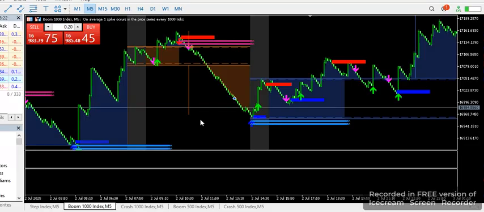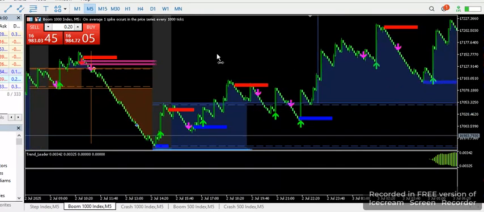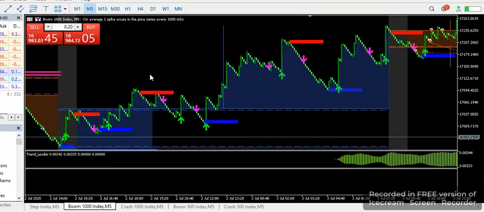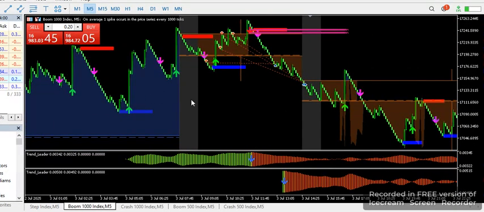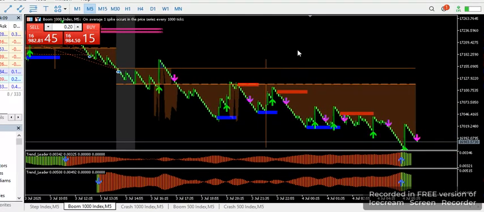This is Boom 1000, and the same principle works on all Boom and Crash. So this is Boom 1000 on the 5-minute time frame. All you need to do is wait for this indicator to reprint this short trend. What I take is this short trend, and I take it immediately after the long one forms completely. You can see this is the long one from here to here, and after this long one the short one will follow, and after the short one the long one will follow.